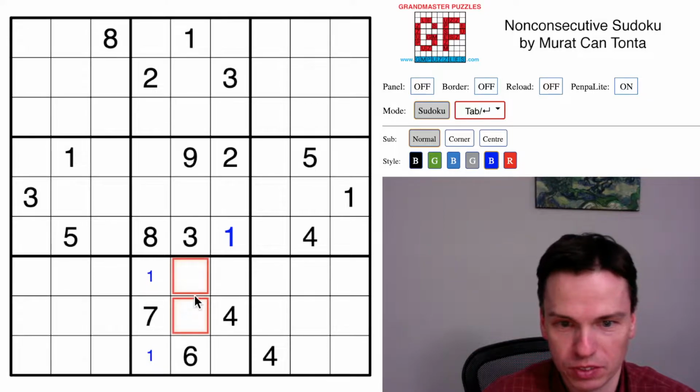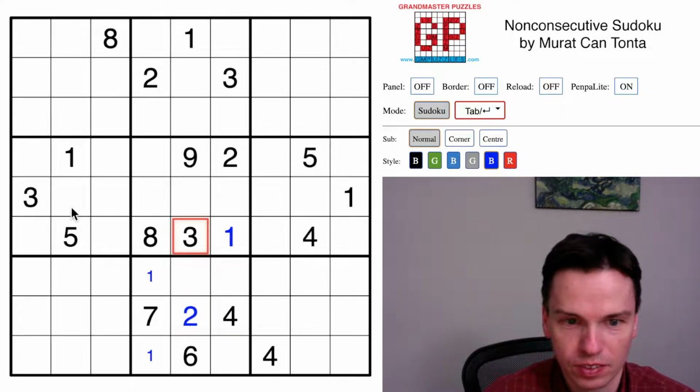Got two 2s that have to put a 2 in here, but you can't touch that 3. These two 3s have to put a 3 over here, but you can't touch that 2.